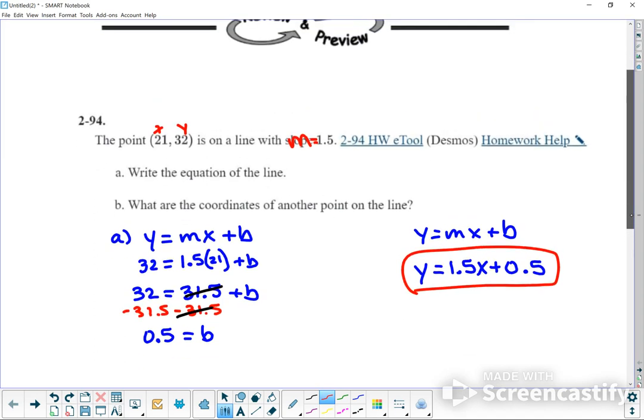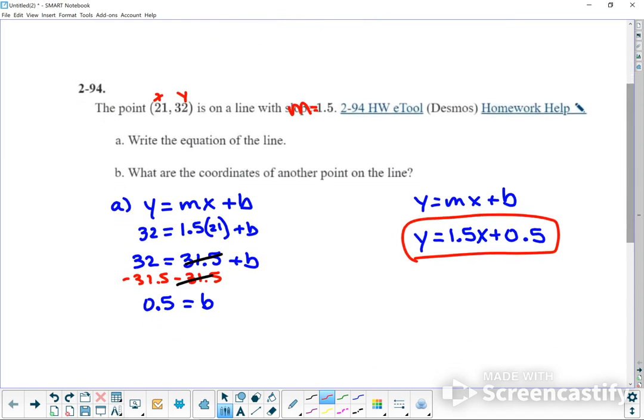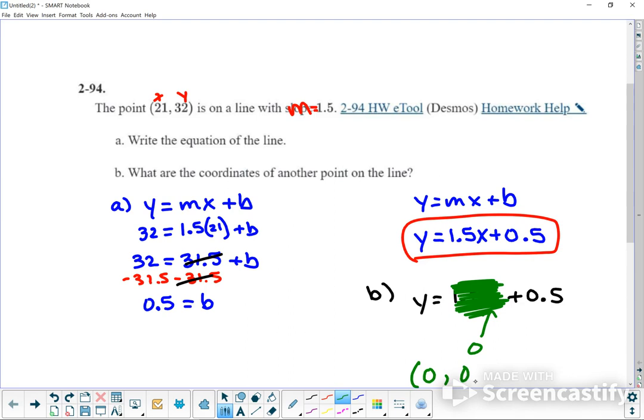Okay, part B. What are the coordinates of another point on the line? So if we have this equation, all we have to do is use that equation, y equals 1.5x plus 0.5, and we just have to put in any number we want for the x, and that'll get us a y. I'm going to tell you guys a little secret. Easiest number to put in for x is 0, because 0 times anything makes 0, which means you basically just wipe it out. So when x is 0, y is going to be 0.5. So that's one of the answers.